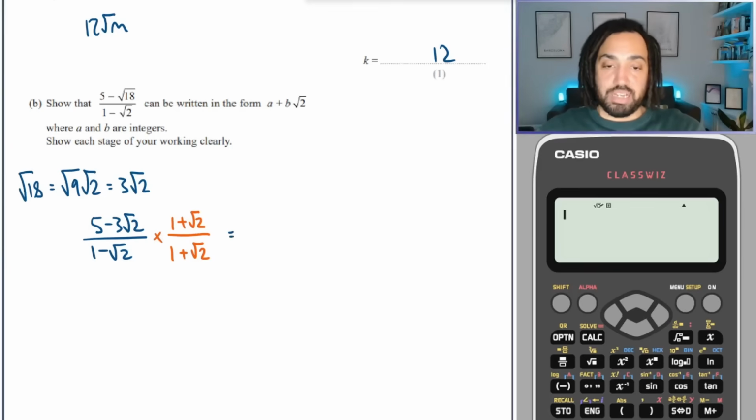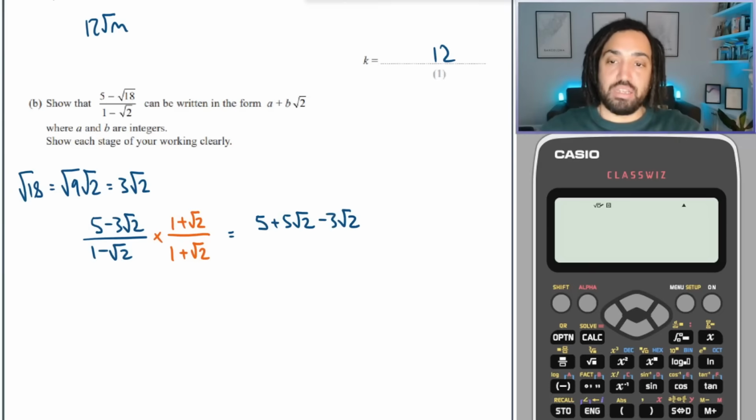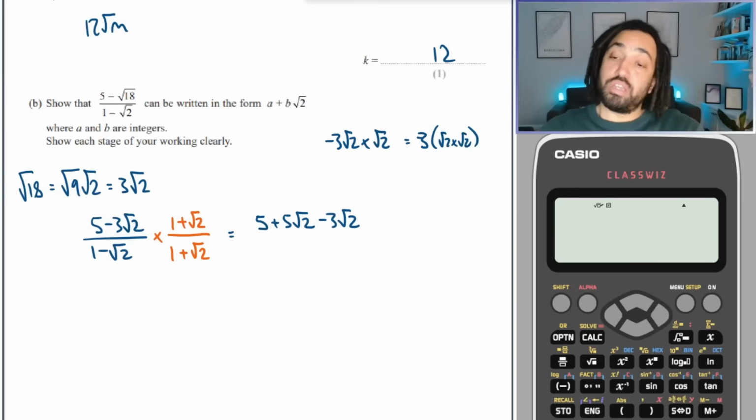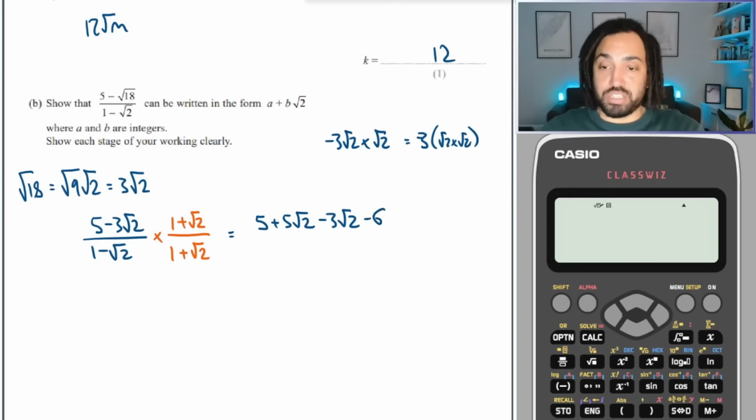So this is like multiplying out a double bracket. So I'm going to do 5 times 1, which is 5. I'm going to do 5 times root 2, which is 5 root 2. I'm going to do minus 3 root 2 times 1, so that's minus 3 root 2. And then I'm going to do minus 3 root 2 times root 2, which is the same as minus 3 times 2, since root 2 times root 2 is just 2. So that gives me minus 6.